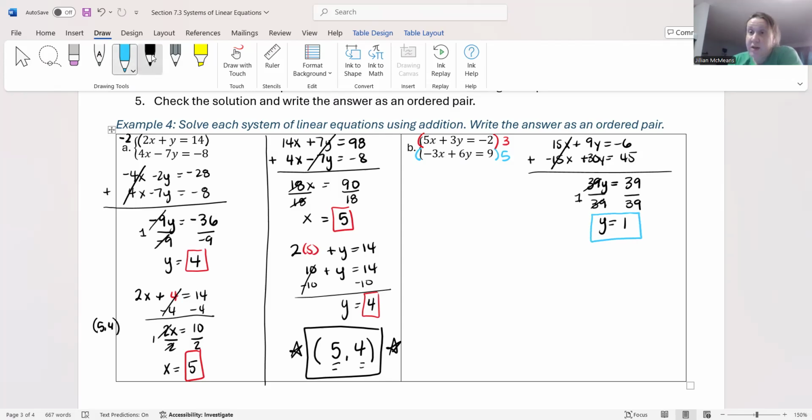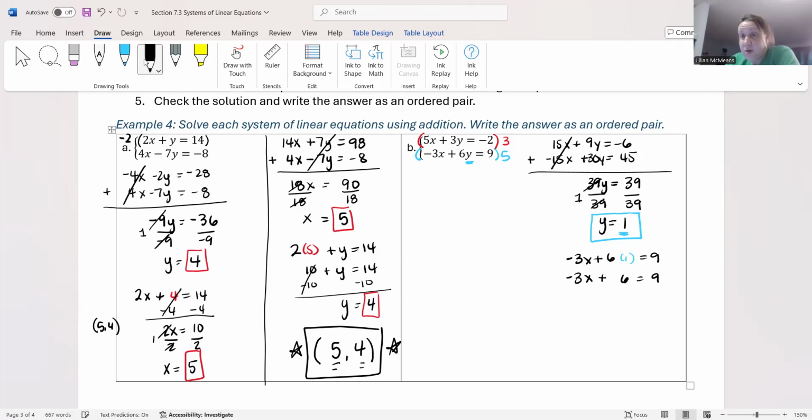Okay? Now we need to use that to figure out what x would have to be. So I can take this value for y, 1, and I can plug it into either of the original equations. It legitimately does not matter which one. Let's say we choose the second equation. So anywhere we see a y, we're going to replace it with a 1. So let's see, we get -3x plus 6y, which is just 1, equals 9. So that's going to be -3x plus, well, 6 times 1 is 6, and then that still equals 9.